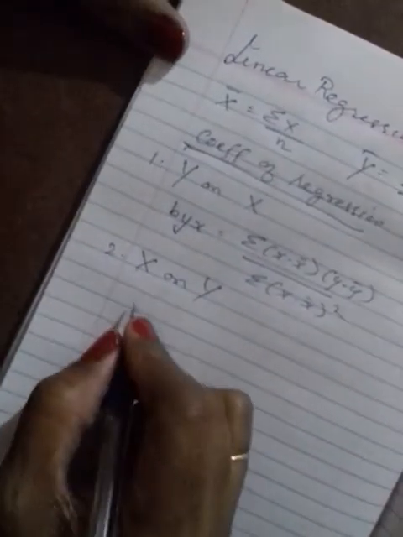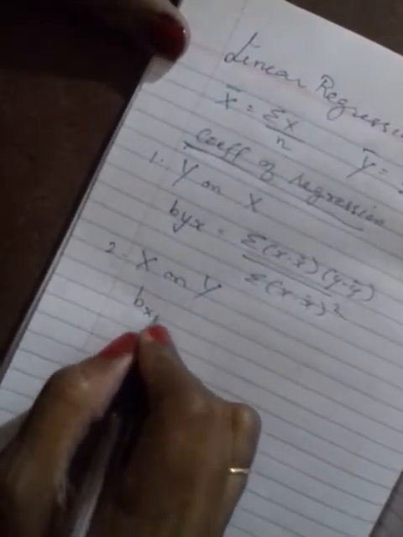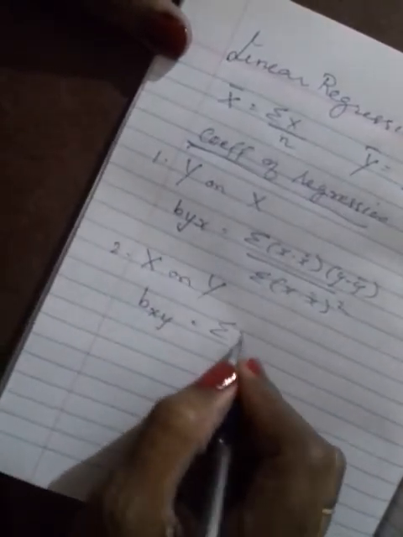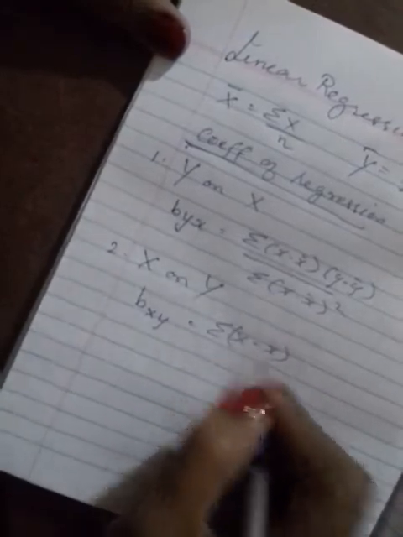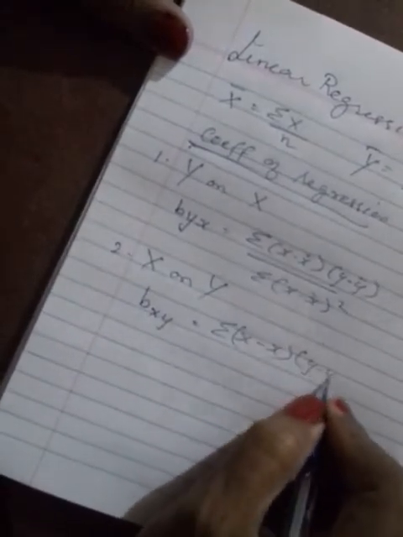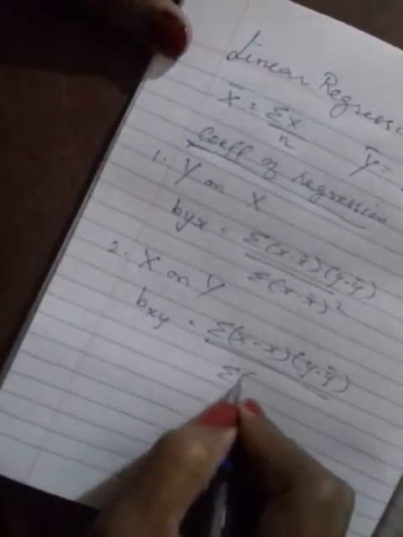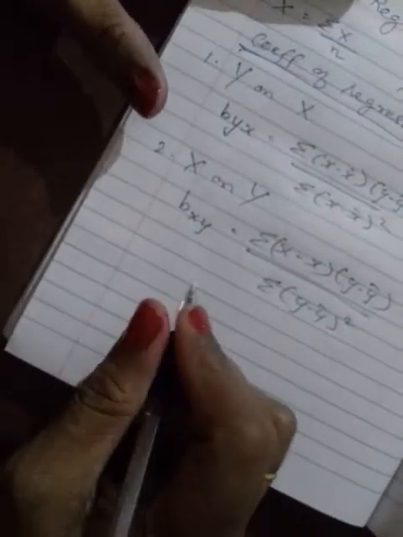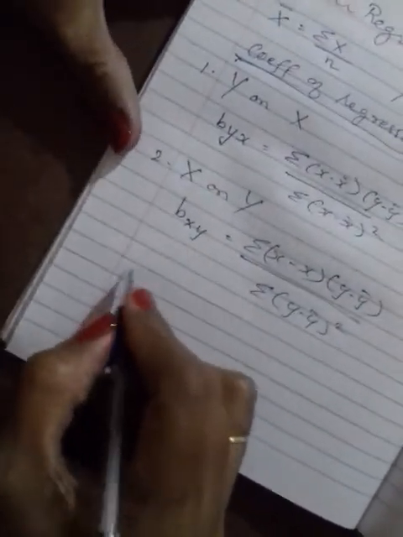The x on y formula is denoted by b of xy, which is equal to summation of (x minus x bar) into (y minus y bar) divided by summation of (y minus y bar) whole squared. And today we are going to see the regression line, how to find the regression line.